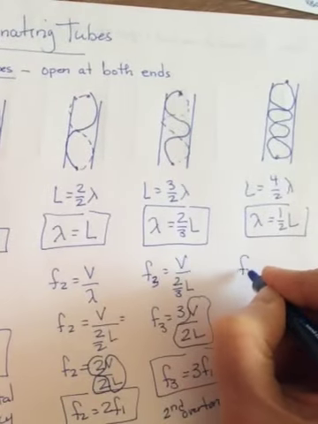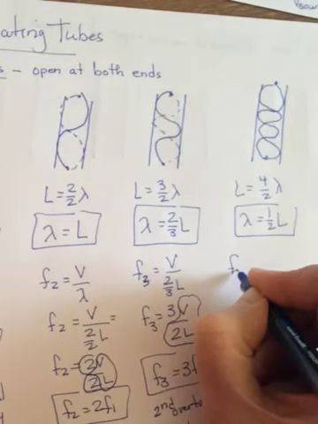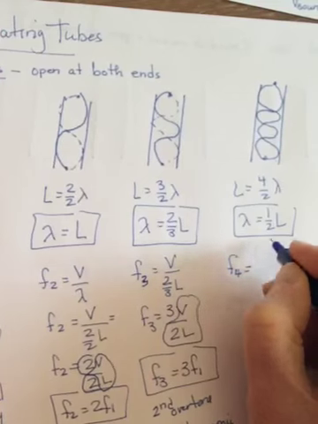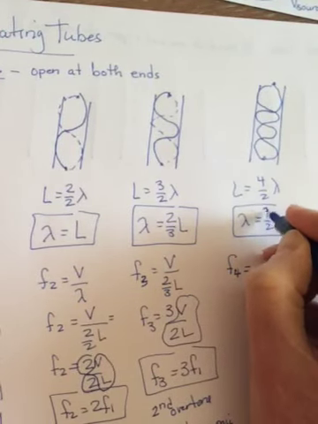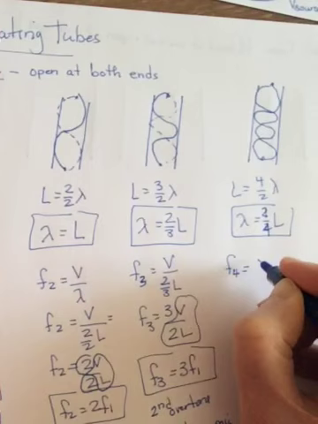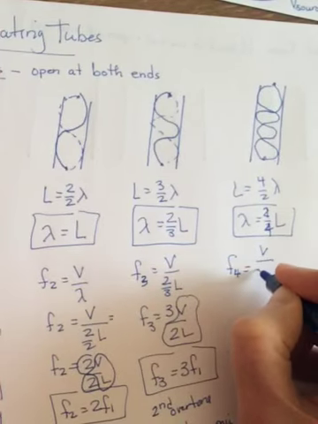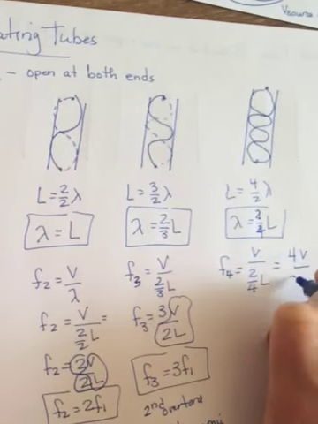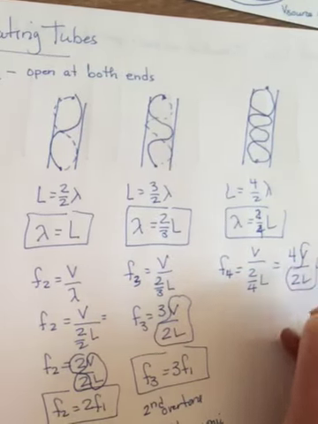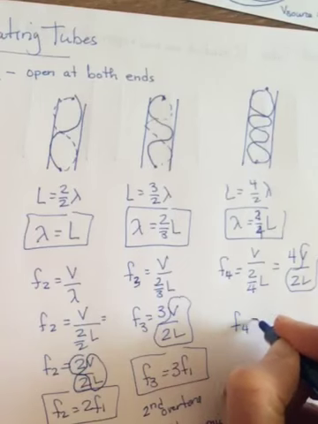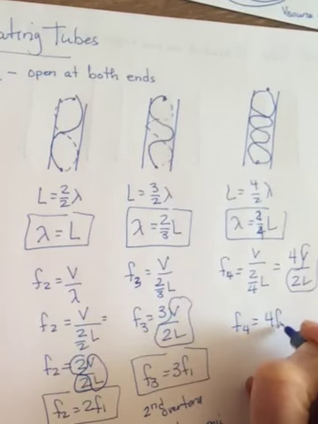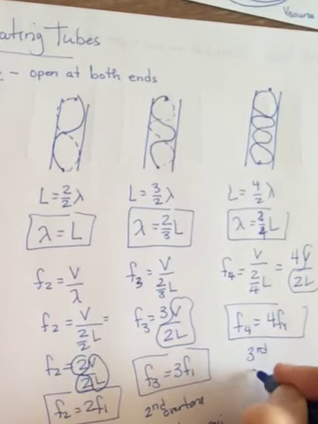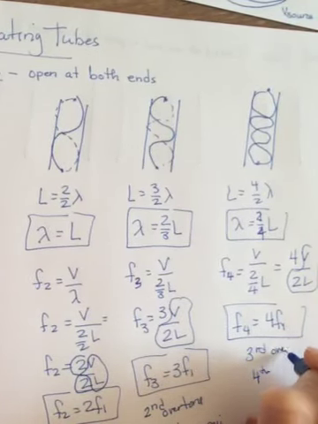Okay, if we fill this in, F4 is equal to, I probably should leave it as 2 over 4 because it's going to screw me up down here. It's going to be V over 2 over 4L. So it'll be 4V over 2L. There's the V over 2L again. F4 will be equal to 4 times F1. The third overtone, the fourth harmonic.